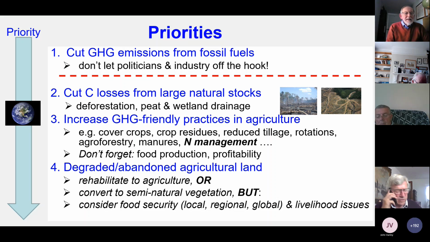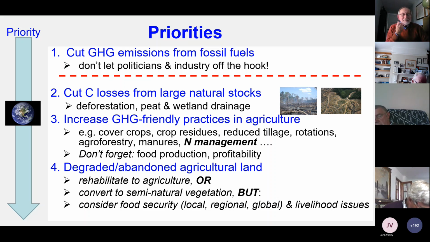Number 3, within agriculture, let's increase the greenhouse gas friendly practices. So for carbon, let's have cover crops where we can. Let's retain crop residues. Let's reduce tillage. It has some benefit. Let's have rotations. Let's have agroforestry. All of those things. Particularly, I would say, let's manage nitrogen very well, because there are very big greenhouse gas emissions associated with nitrogen fertilizer. It's difficult to escape from them.